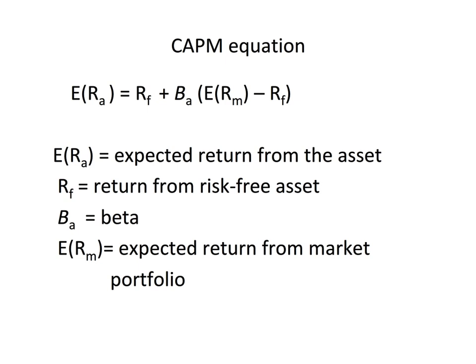So what you have here is a linear relationship between the expected returns on the market portfolio and the expected returns on the asset, and beta, the measure of risk, aids in determining that relationship between market portfolio returns and the returns on that asset.